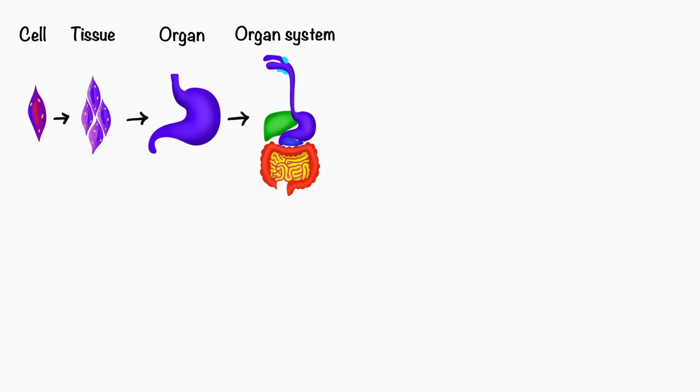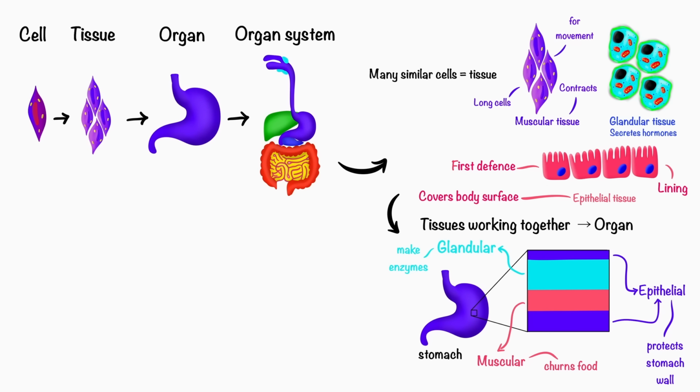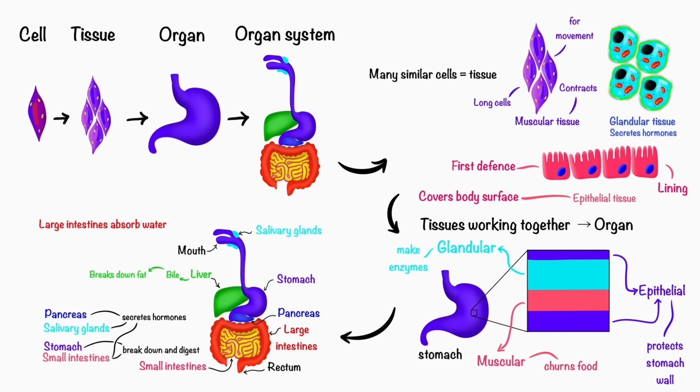In this episode, we'll start by understanding the hierarchy of organization from cells to organisms, then explore the different types of tissues found in the body, examine how tissues combine to form organs, and finally see how organs work together in systems to keep organisms functioning.